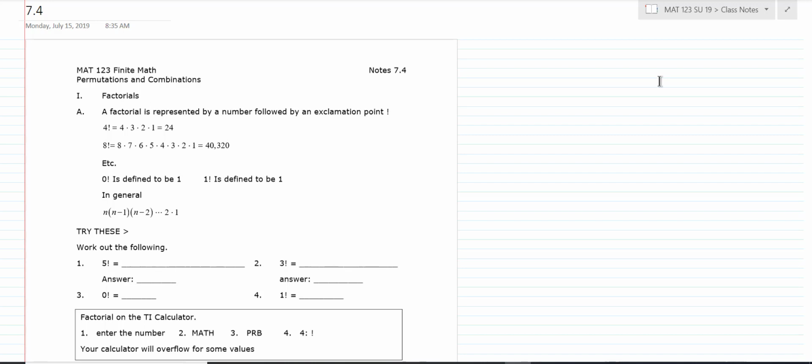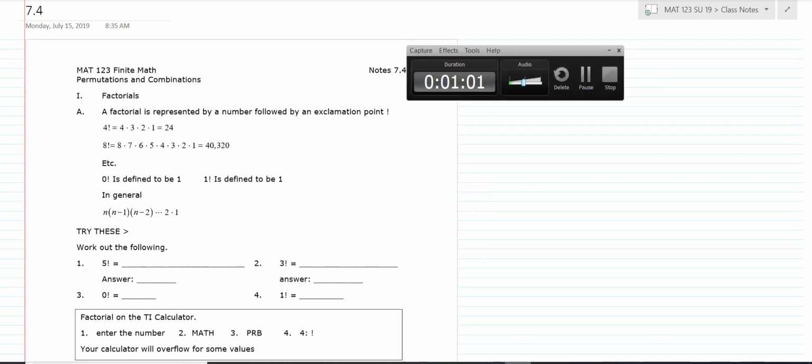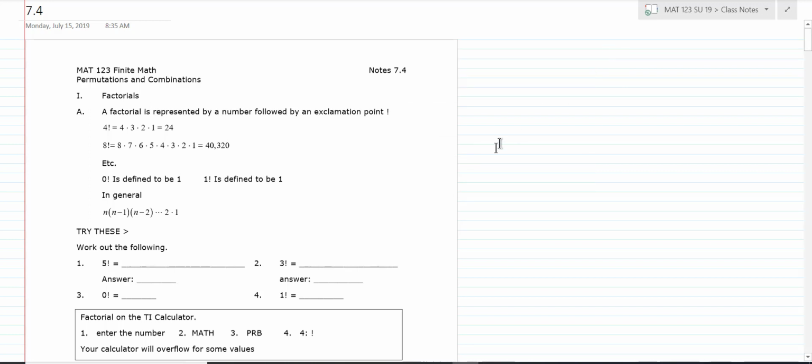Okay, students, we are going to be looking at section 7.4. So we're going to be looking at the idea of permutations and combinations. Before we get into that, we're going to learn a little bit about what a factorial is and learning how to work with those. Factorials have a lot of application when we're talking about counting principles in permutations and combinations, so you need to know what we mean by a factorial.